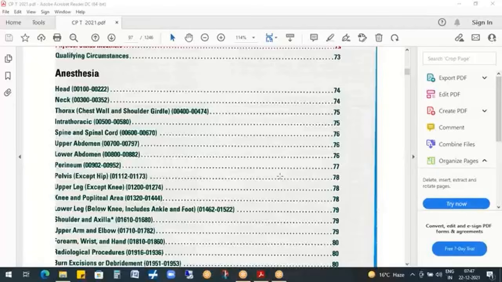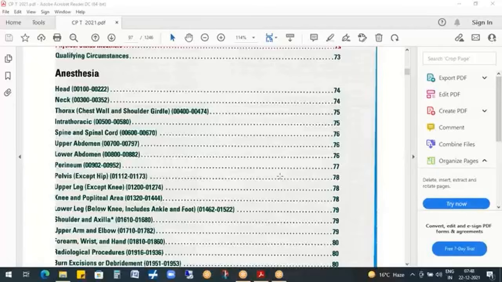Now write down first one. Anesthesia means administration of drug to induce partial or complete loss of sensation.